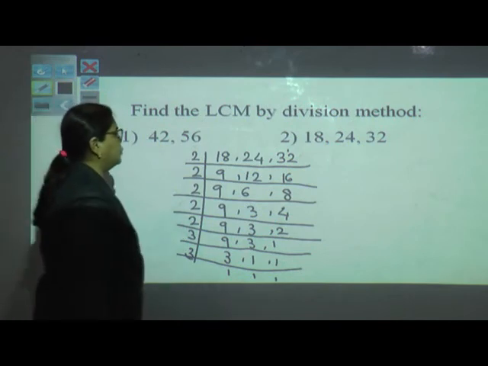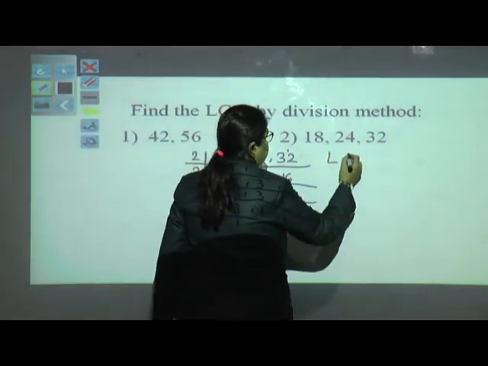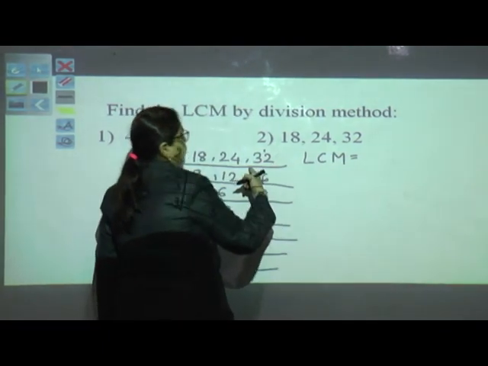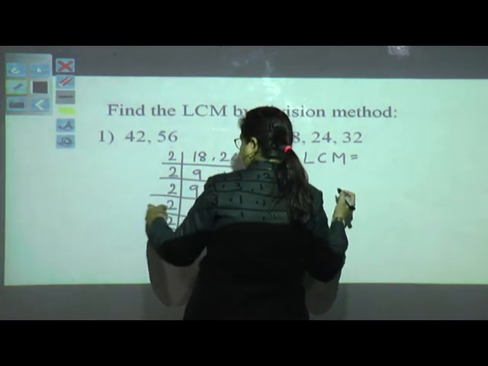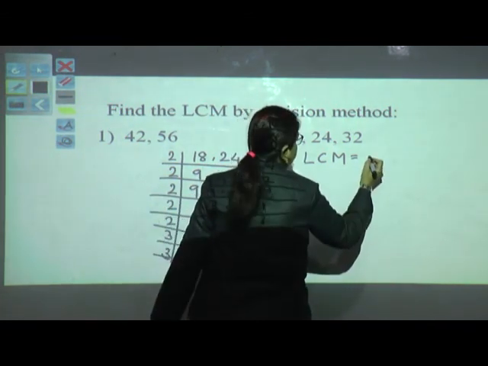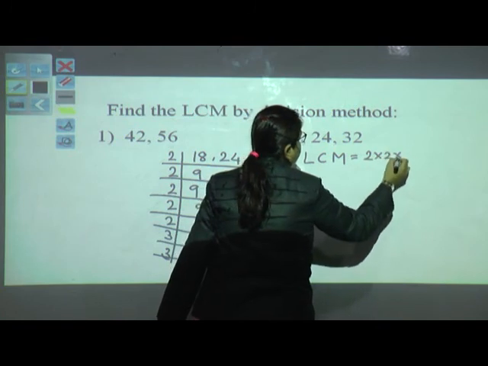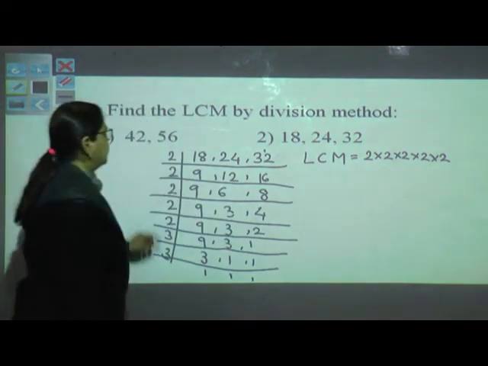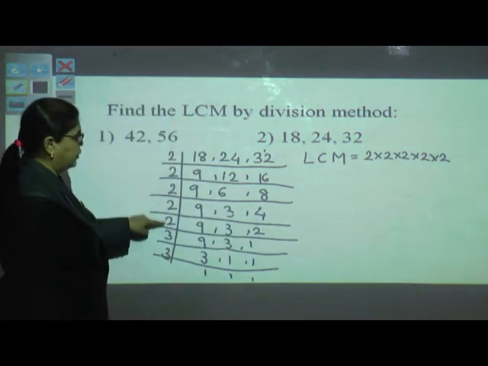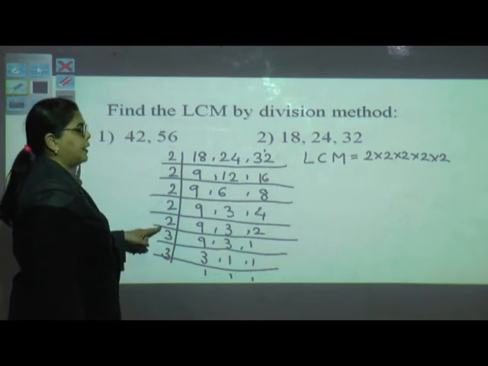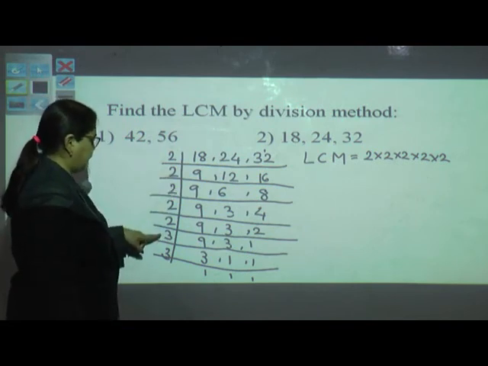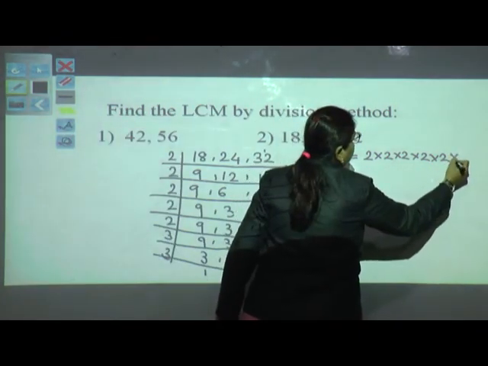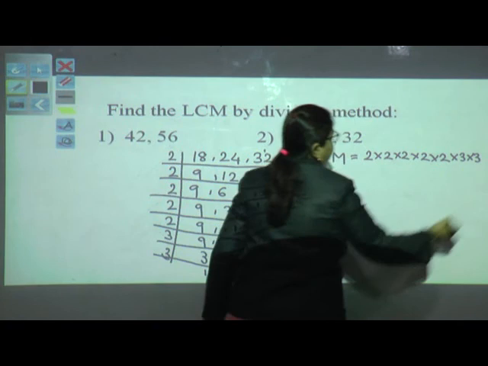What we have to do? We have to do the multiplication. We have to write the least common multiple, that is, the LCM of the given numbers. 2 occurs 5 times, so 2 multiplied by 2 multiplied by 2 multiplied by 2 multiplied by 2. This is 1, 2, 3, 4 and 5. Don't miss any number, count twice or thrice and write it properly. And 3, how many times? 2 times. So we will multiply 3 by 3.